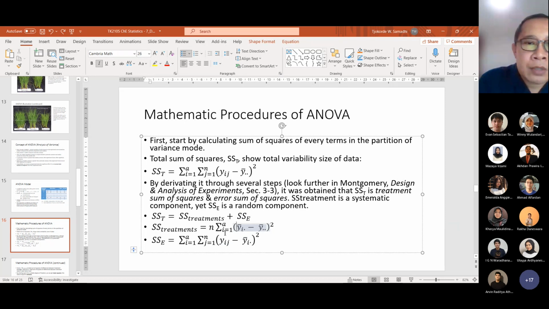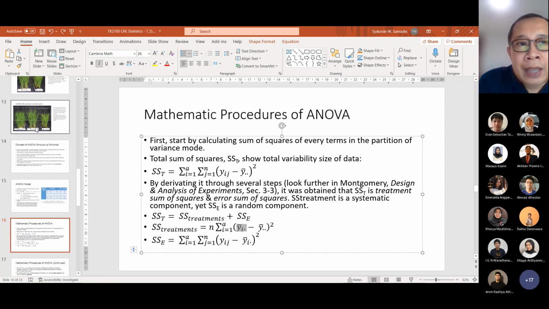Okay, so SS treatment is this one here. We call this a cell average. Okay, so this is the average within each treatment level. Yeah, going back to our rice paddy, you can see here, right? You can see in my computer screen. So going back to our rice paddy experiment, this quantity here, y bar sub i dot. Okay, so this is the cell average or the treatment level average.